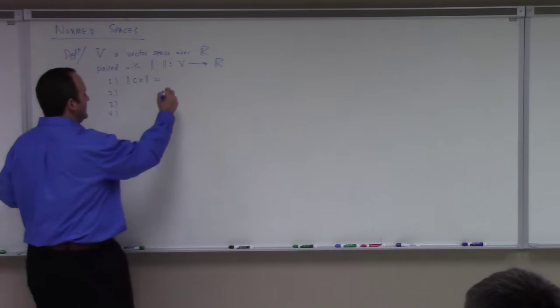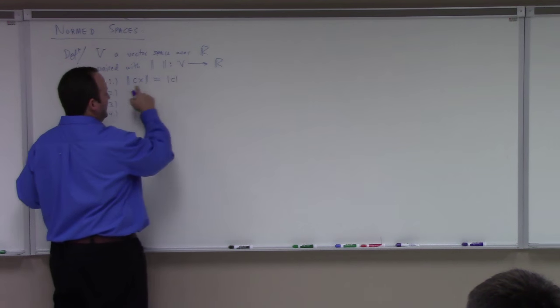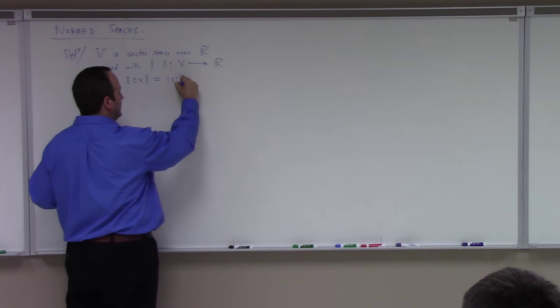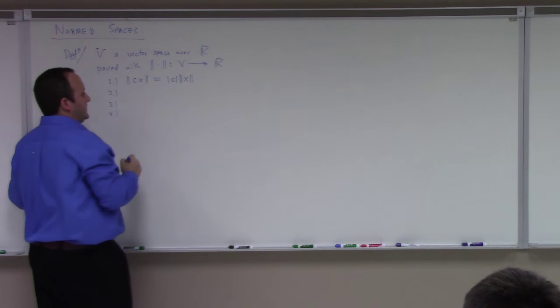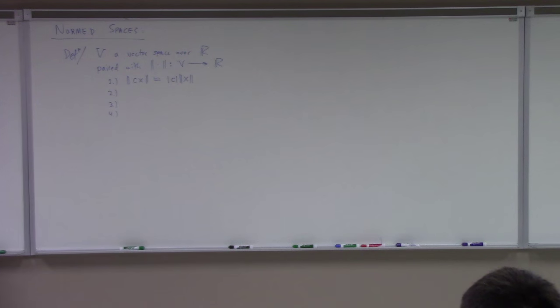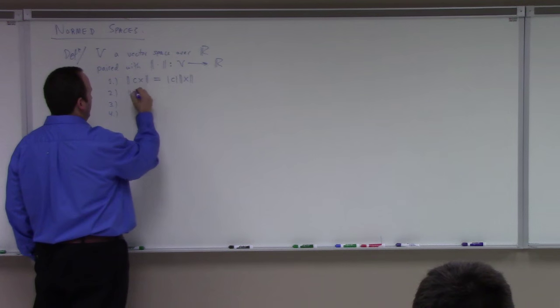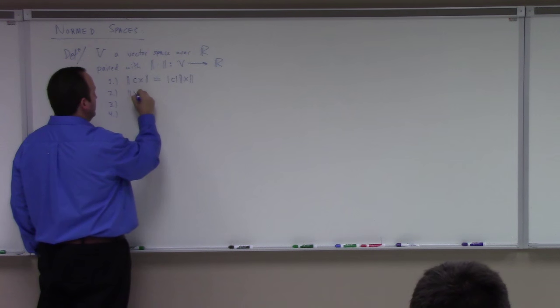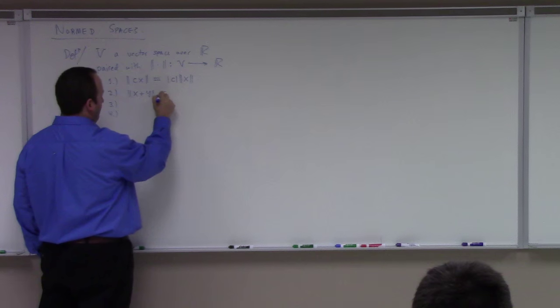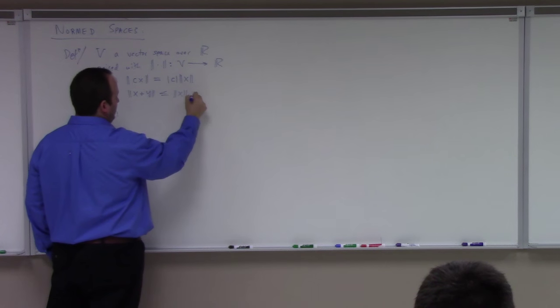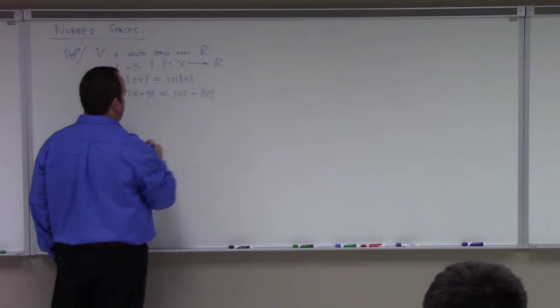So the formula for that, this is called homogeneity, is that you can pull out the absolute value of the scalar with the norm function, right? So there's that. Homogeneity, or some people say absolute homogeneity. The ordering, some people might put this last, I don't know. You have this one. This is called the triangle inequality.